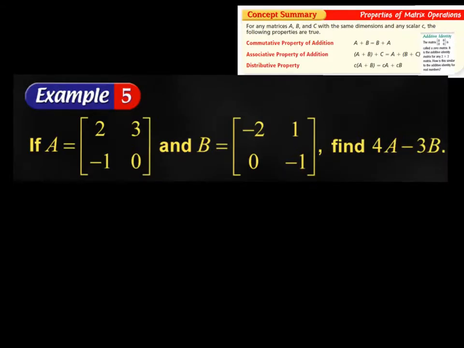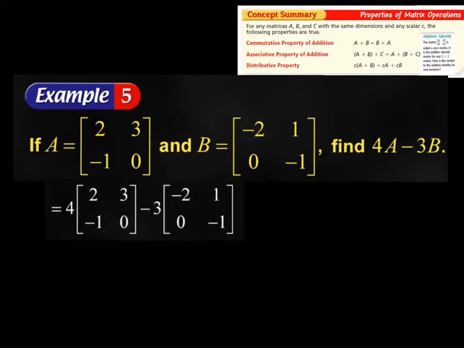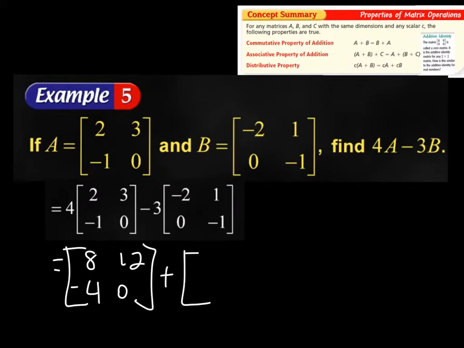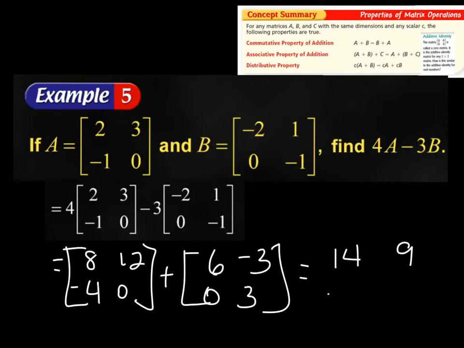Now things get more interesting when they ask us to find 4 times matrix A minus 3 times matrix B. So we want to take each element in matrix A times 4 and each element in matrix B times, I'm going to take it times -3, and then I can add. So I have 6, -3, 0, and 3. And then we add, 8 plus 6 is 14, 12 plus -3 is 9, -4 plus 0 is -4, and 0 plus 3 is 3.